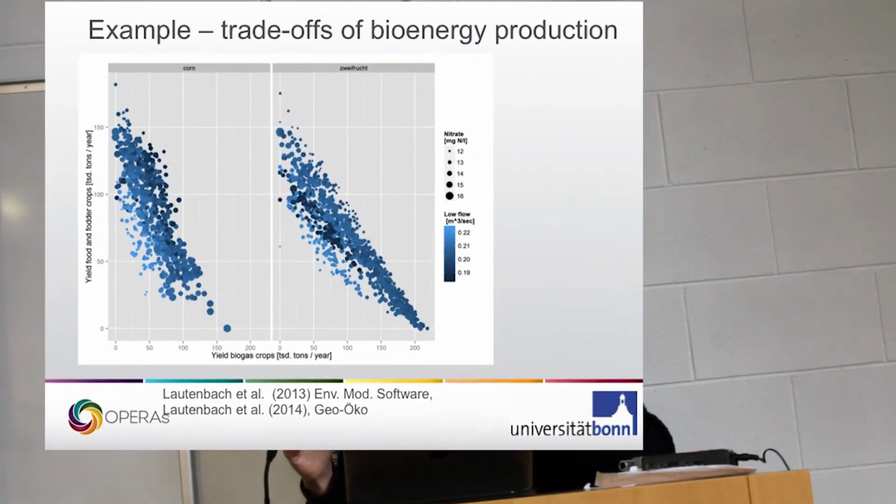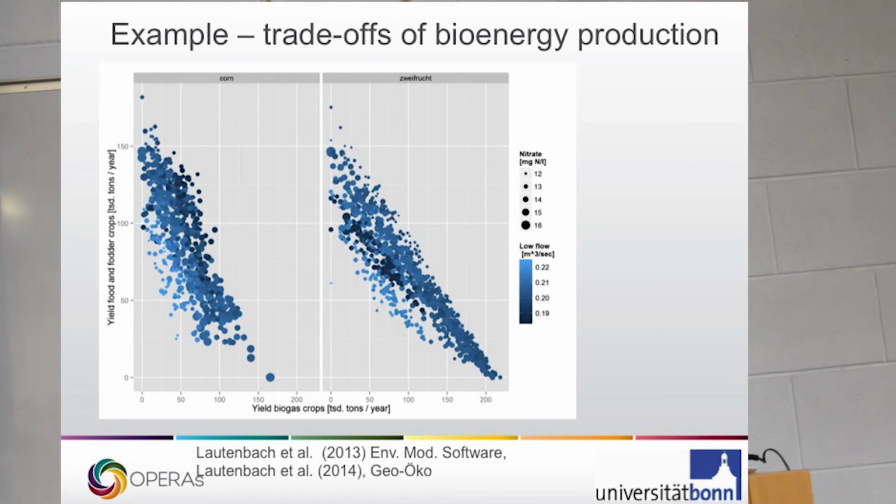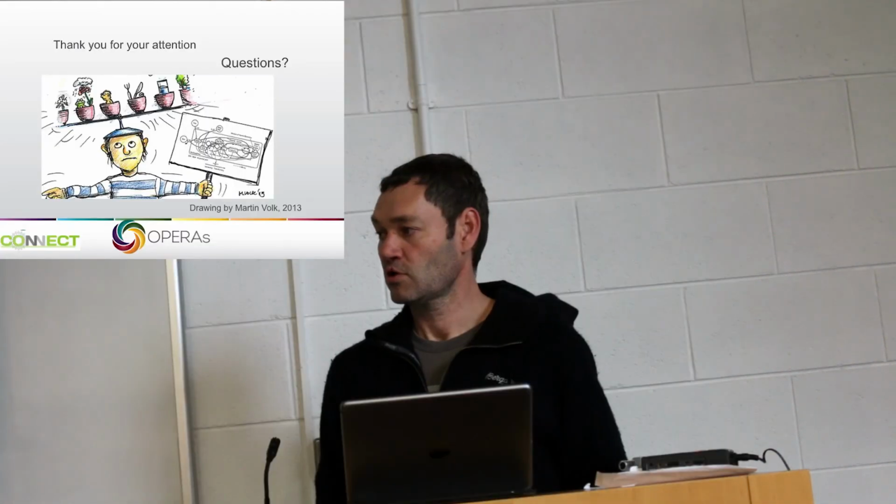You have, on the x-axis, yield for biogas crops, and on the y-axis, yield for food and fodder crops. If the area is limited, there's an obvious trade-off. But you see some scatter. Well, because we have two more objectives. It's a four-dimensional space, so you have nitrate concentration, that is the size of the bubbles, and low flow, that is represented by the color of the dots. Basically, you see, well, there are more options, and if you look at different crop rotation systems, like a corn-based or a two-culture-based system, the trade-offs look a bit different. And those are the points I wanted to make.